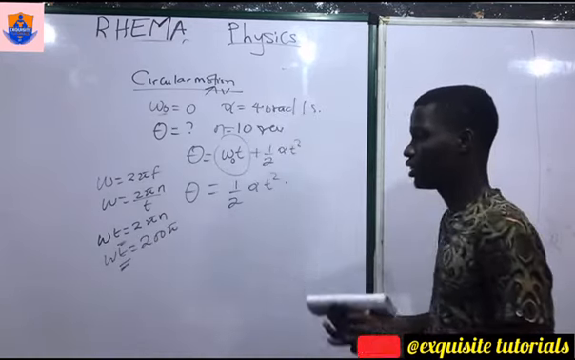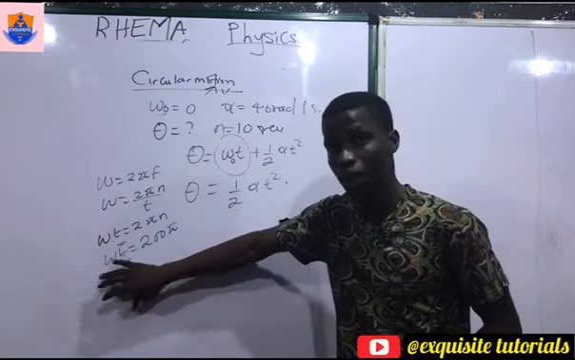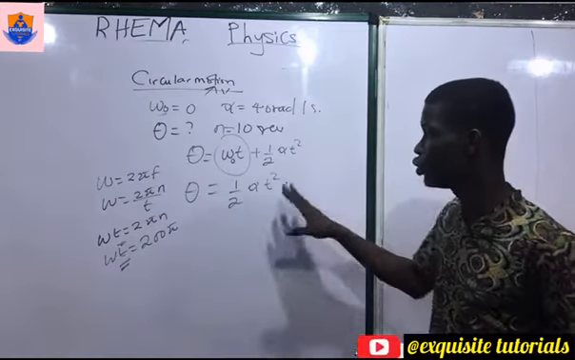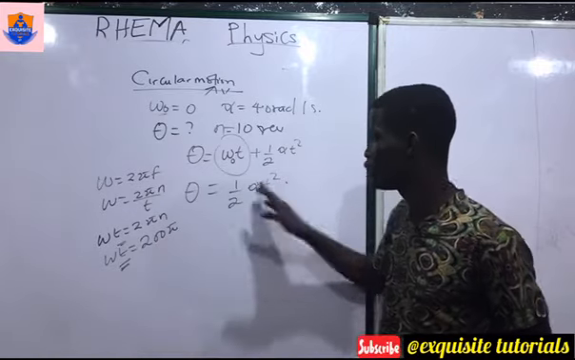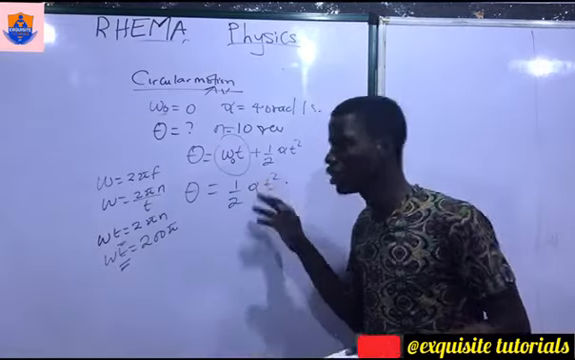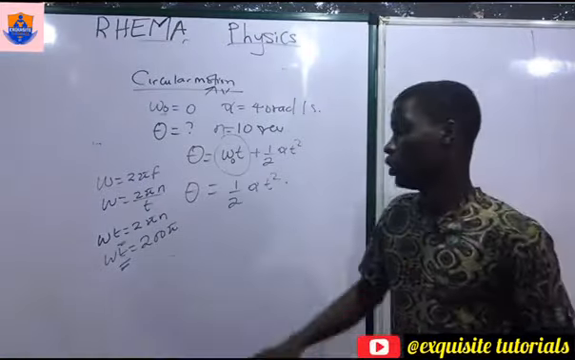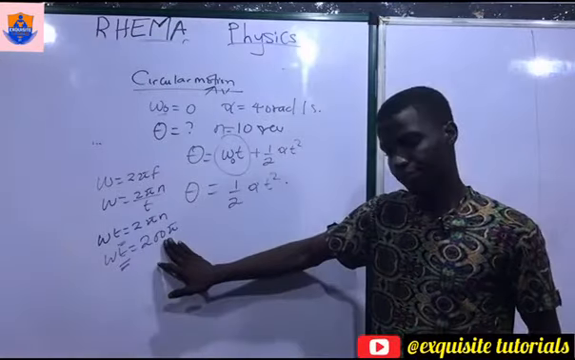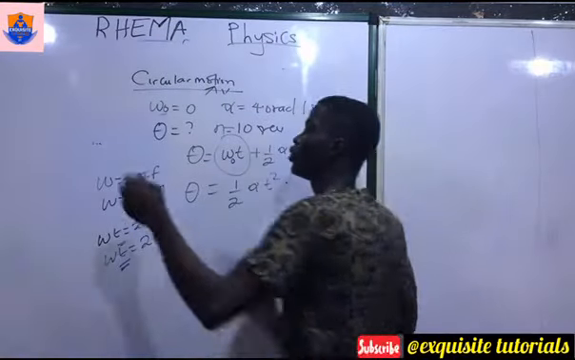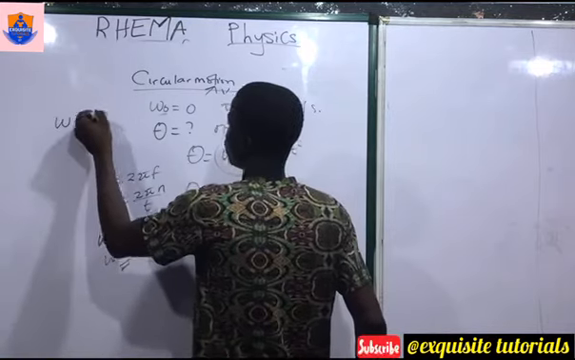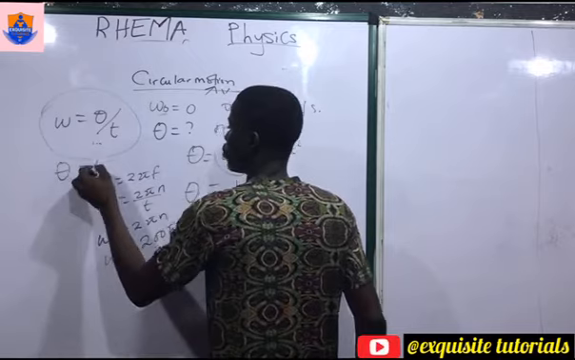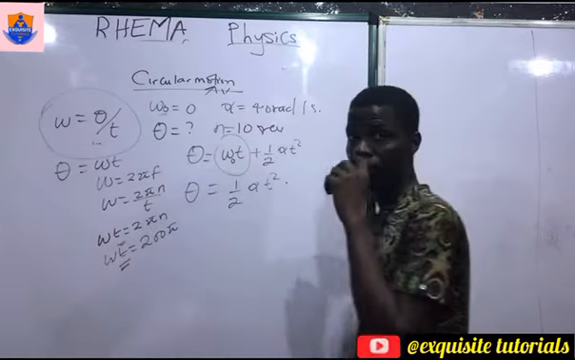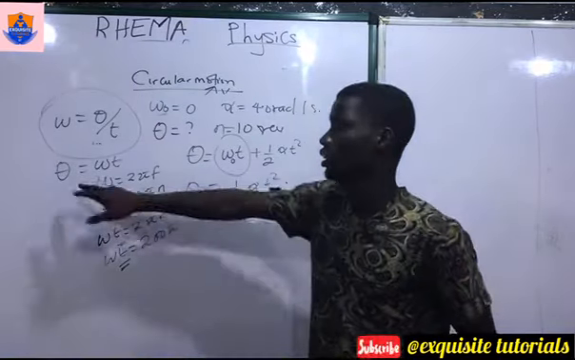Now this value for my WT, I can use it to solve this question, but we cannot use it to solve the initial one because we're just given WT equals 200 pi and we are not given the value for T yet. Take note, I said our W is equal to theta over T. This is the formula for our W. Our theta here is therefore equal to WT.